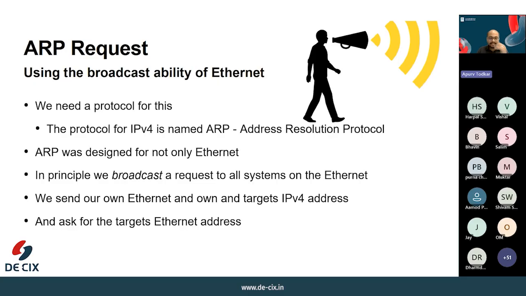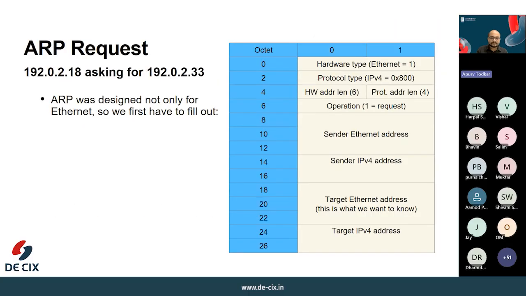So how does ARP actually work? At a very high level, ARP uses the broadcast capability of Ethernet. The sender broadcasts an ARP request to all the systems on the local network. In that request, the sender includes its own MAC address, then its own IPv4 address and the target's IPv4 address it is looking for. And then it simply waits. The idea behind it is that if anyone on the segment knows this IPv4 address, then please answer.